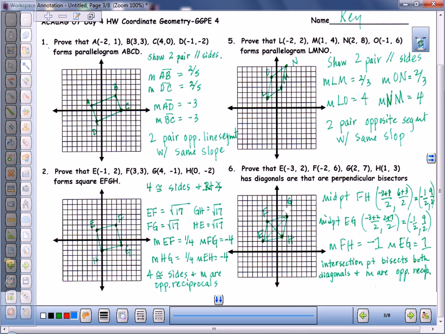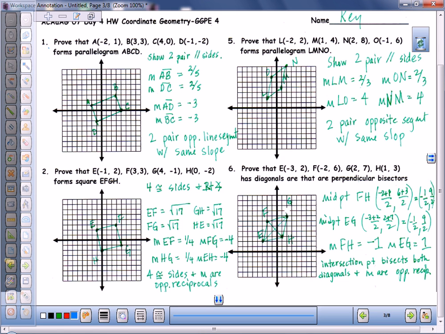Okay, the other 2 we can see are 5. We're supposed to show that it's a parallelogram, so we have to show that opposite sides are parallel. And number 6, we're supposed to prove that the diagonals are perpendicular bisectors. That's a 2-part problem. One, we have to show that the diagonals are perpendicular. So we find the slope of one and the slope of the other, and the slopes are opposite reciprocals. So we know that they are perpendicular lines. And we also have to tackle the bisector part, which means that each diagonal bisects the other.